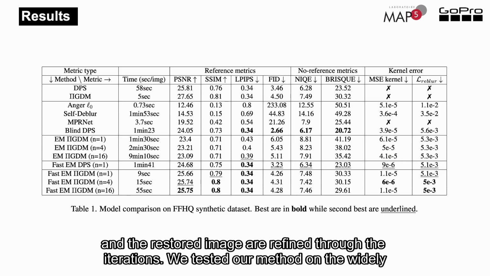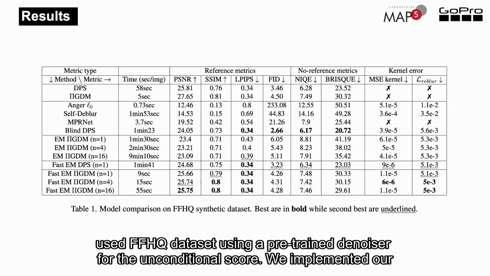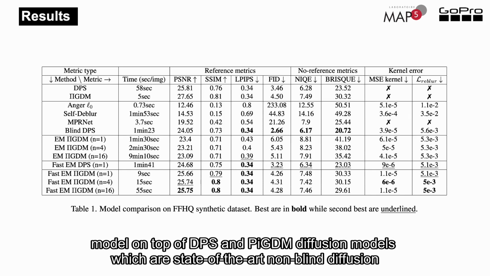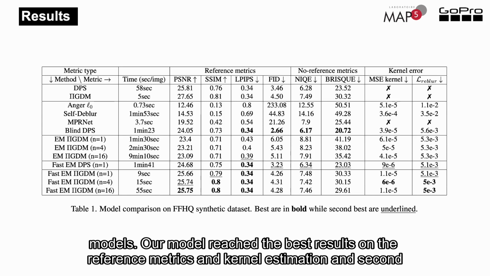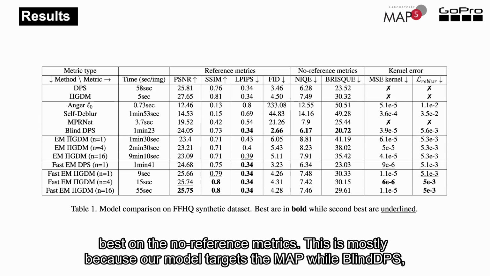We tested our method on the widely used FFHQ dataset, using a pre-trained denoiser for the unconditional score. We implemented our model on top of DPS and PyDDM diffusion models, which are state-of-the-art non-blind diffusion models. Our model reached the best results on the reference metrics and kernel estimation, and second best on the no-reference metrics.